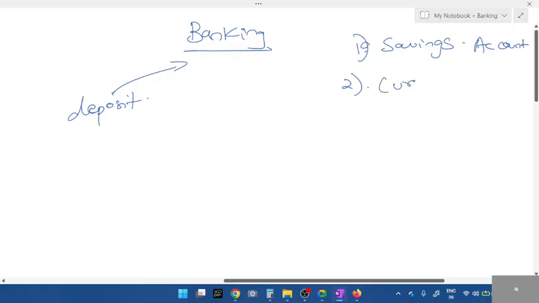Second type of account is current account. Don't worry about the definition, just get to know the different types. Savings account, current account. Third one, fixed deposit account.